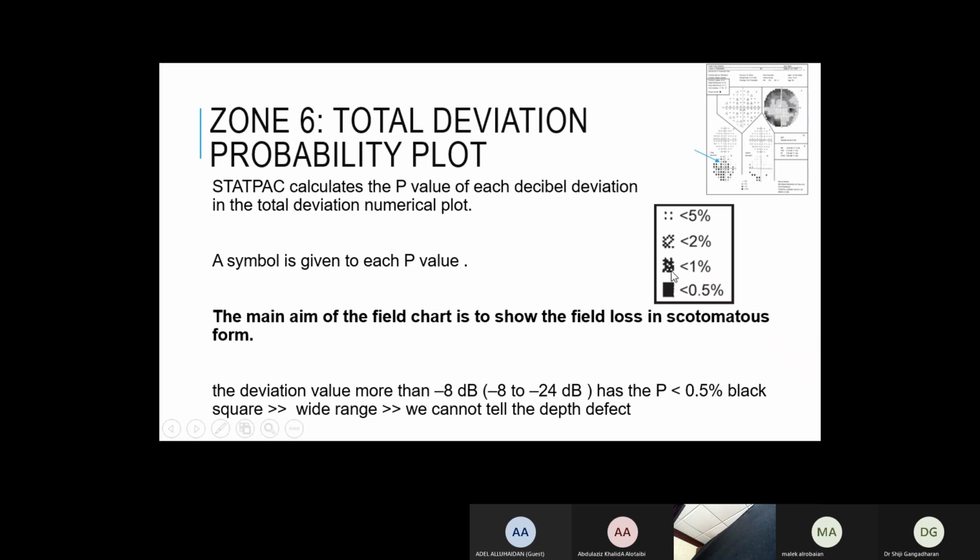Okay. There's a problem with this graph. The deviation values for more than -8, for example, from -8 to -24 decibels, all have a p-value of less than 0.5, which is a dark square. That means there is a wide range that can show this dark square, and we cannot tell the depth of this defect.